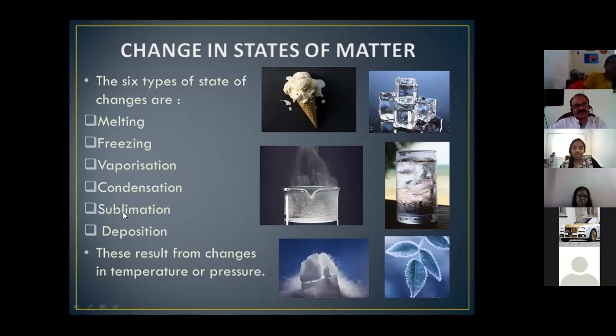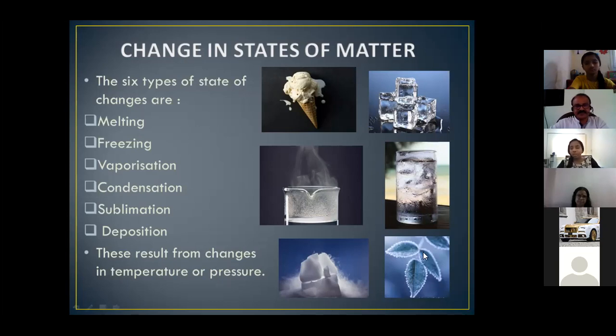Same like that, sublimation and deposition. Sublimation means the solid turning directly into gas form without taking the form of liquid. The best example is dry ice, which changes directly into gaseous form. Deposition is the exact opposite of sublimation, so it will obviously be the vapors changing into solid form. The best example is frost, which is formed on leaves.